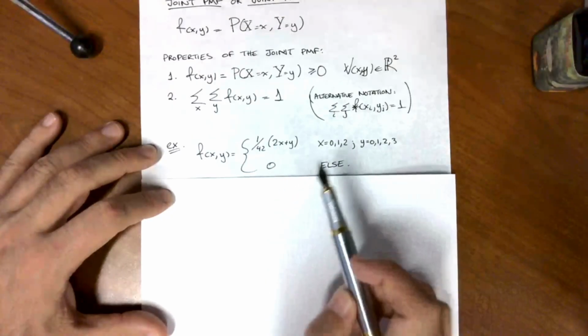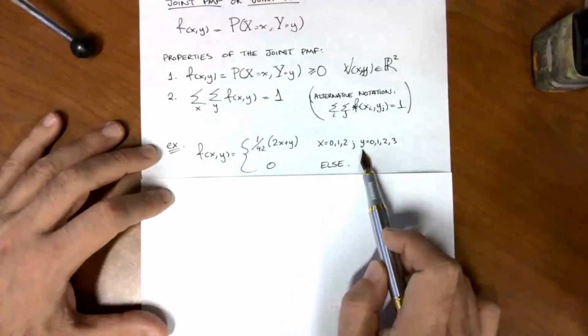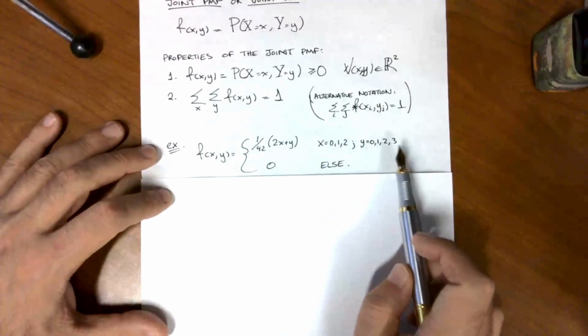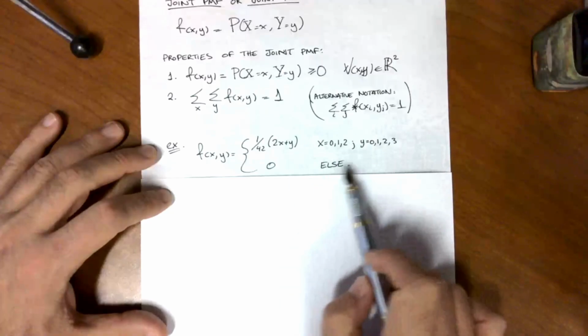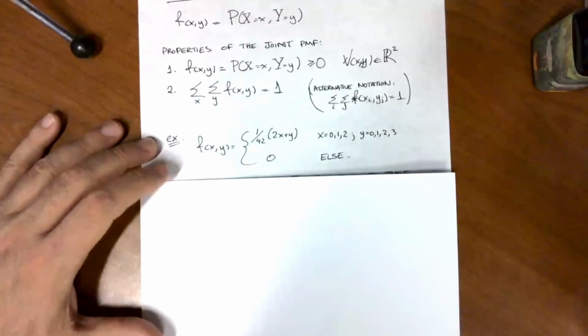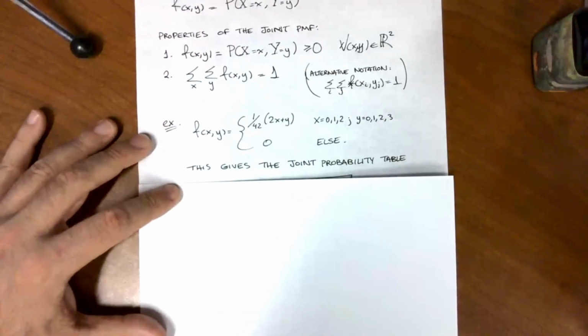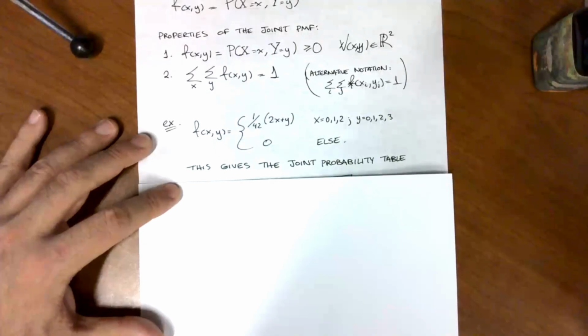What are the possible values for x? 0, 1, and 2. What are the possible values for y? 0, 1, 2, and 3. For all other values of x and y, that functional form takes the value of 0. So, how can we visualize this particular PMF?